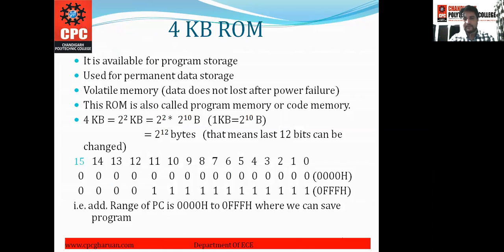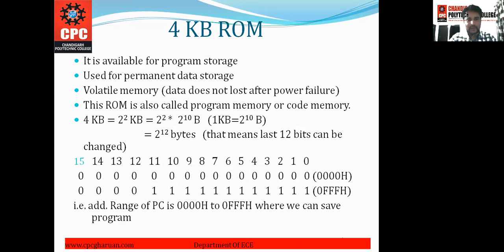Next is the 4 KB ROM of 8051. A ROM, as we all know, is available for program storage, and it is the permanent memory. Also, it is the non-volatile memory. The data doesn't get lost after power failure. That's why ROM is called non-volatile memory. This ROM is also called program memory or code memory.